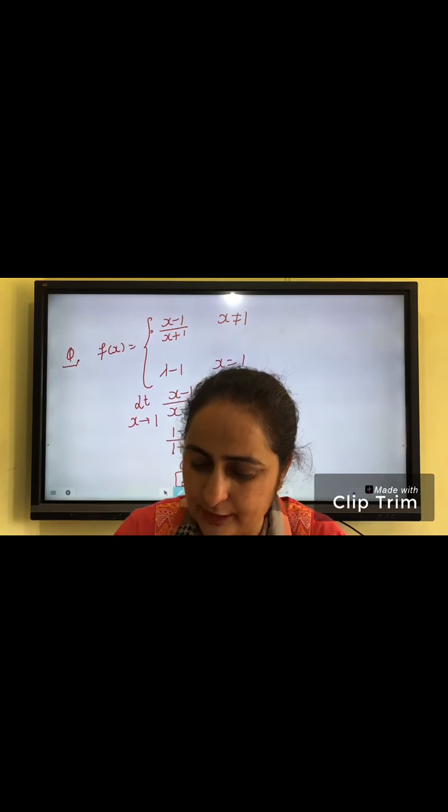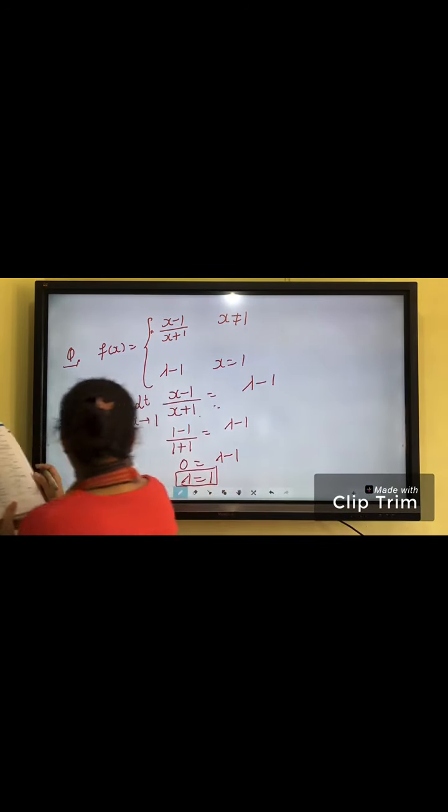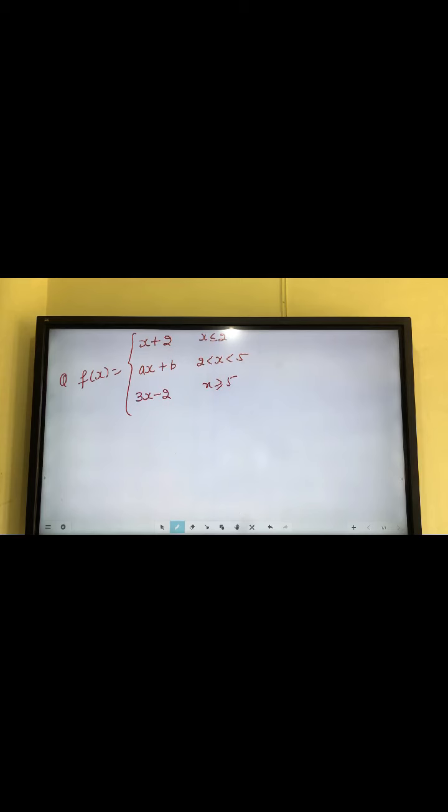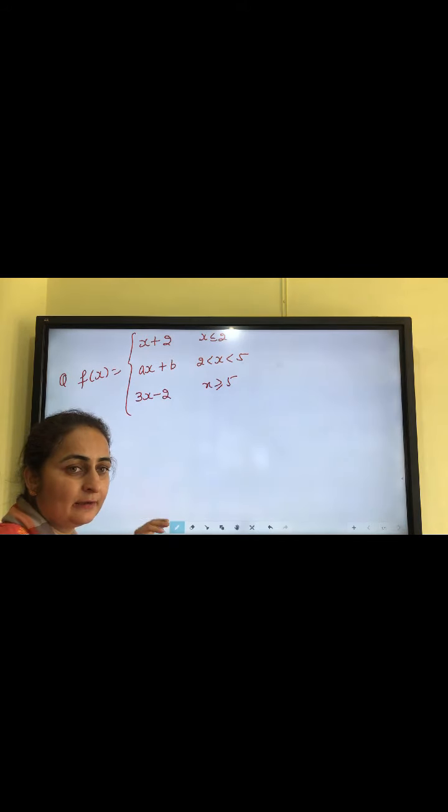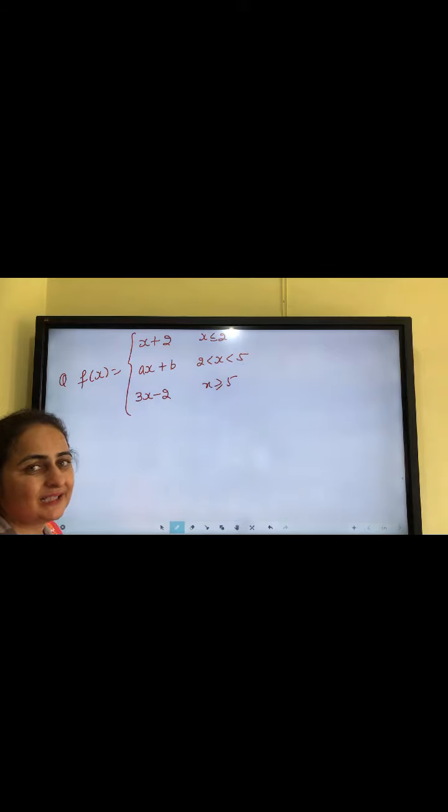Let's take one more example. Now, let's start the next topic. Here again, you want to find the value of a and b. And in the given question, the given function is continuous at the points 2 and 5. So here, at 2 points the function is continuous. So we will discuss here the two cases. First case is at the point 2 and second case is at the point 5.